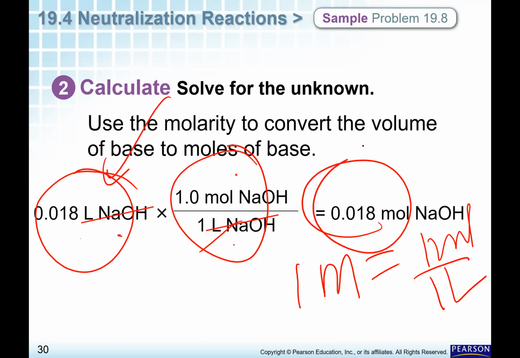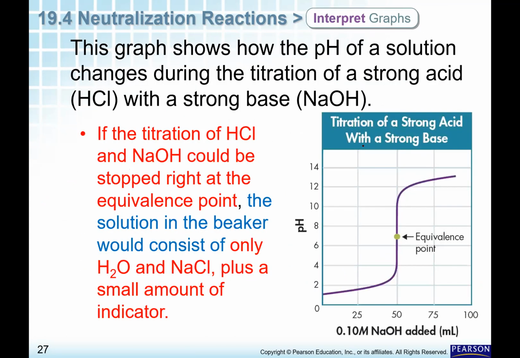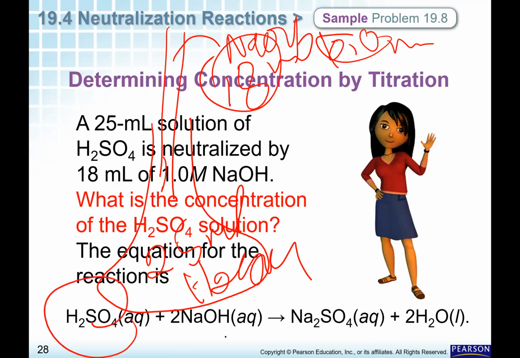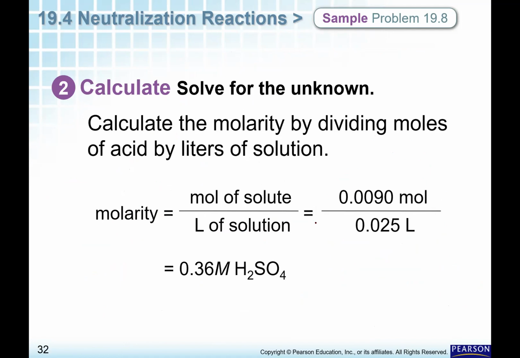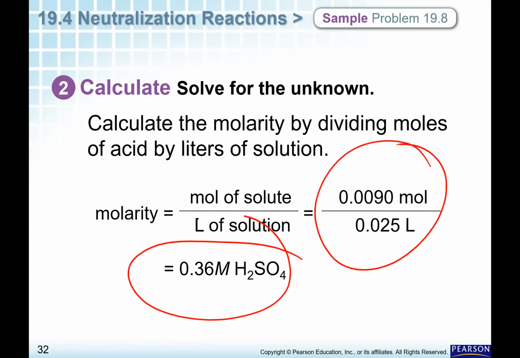Now I have the equation here saying that 1 mole of this reacts with 2 moles of that. So can I know how many moles of sulfuric acid there are? Sure, I can. So I use this to get the moles of the sulfuric acid, then I divide it by the volume, which is 25, and so I will have found the concentration of the sulfuric acid.